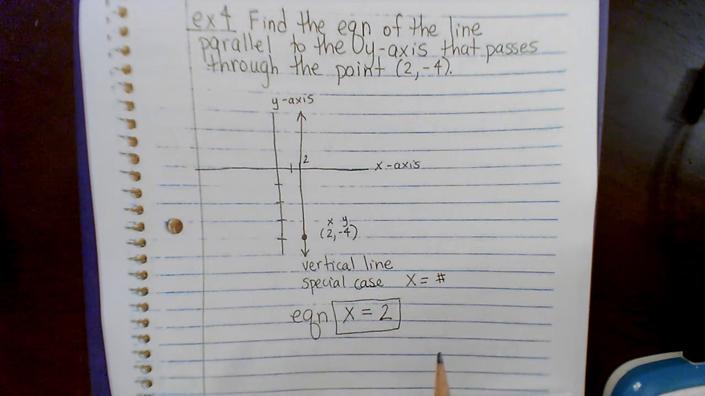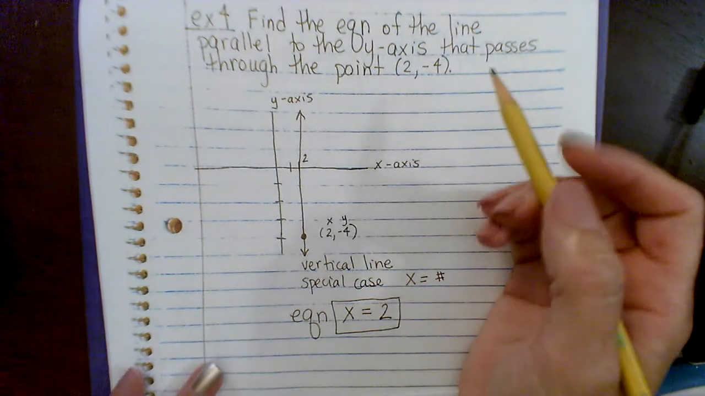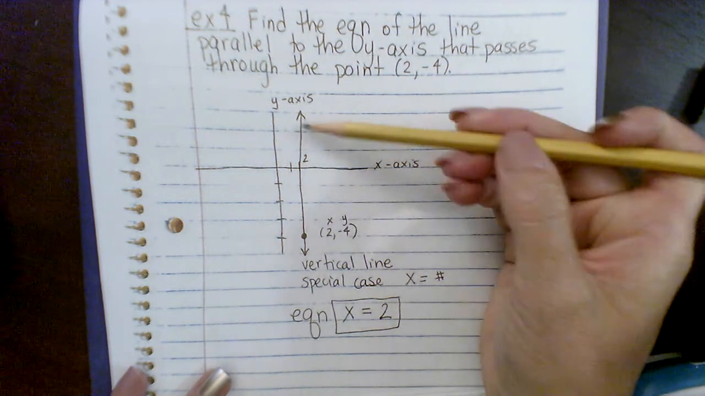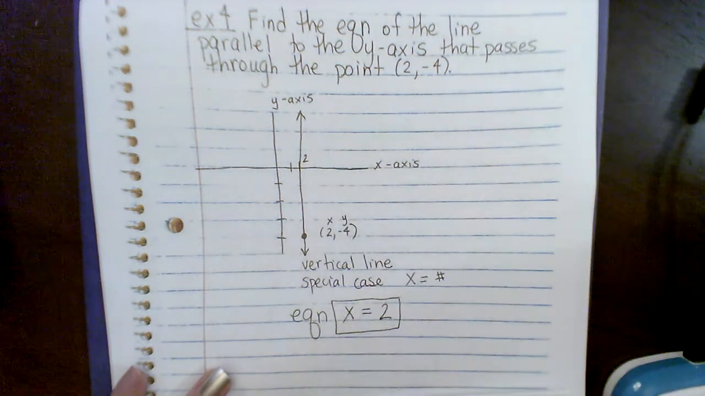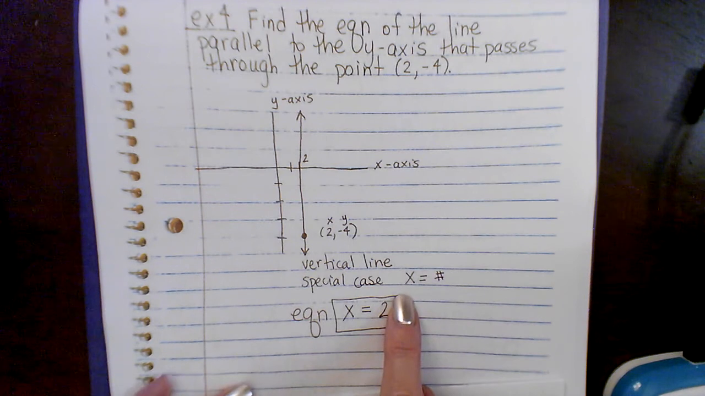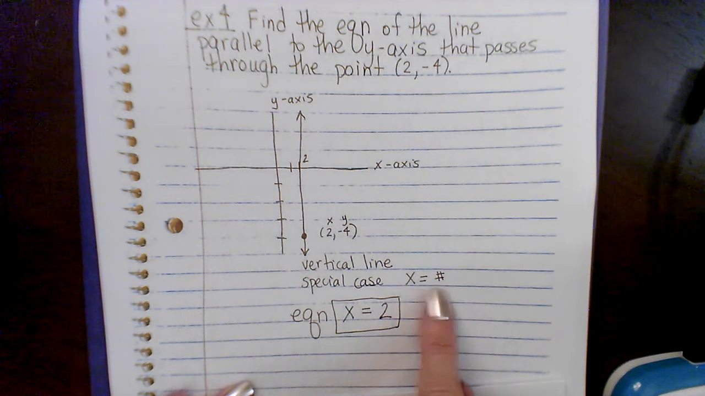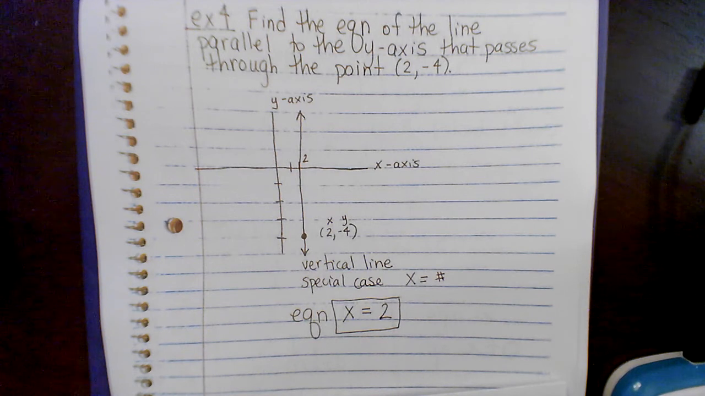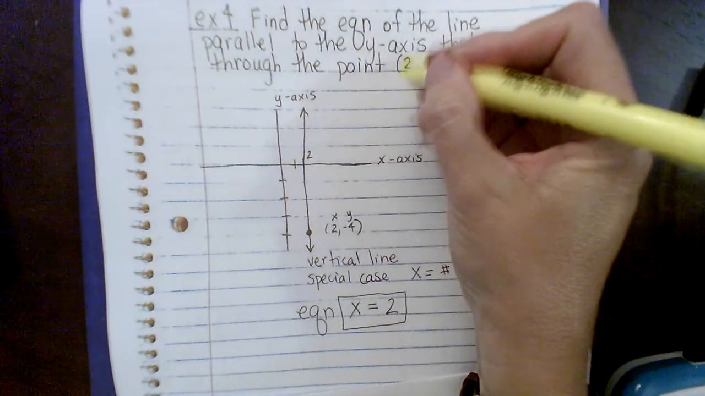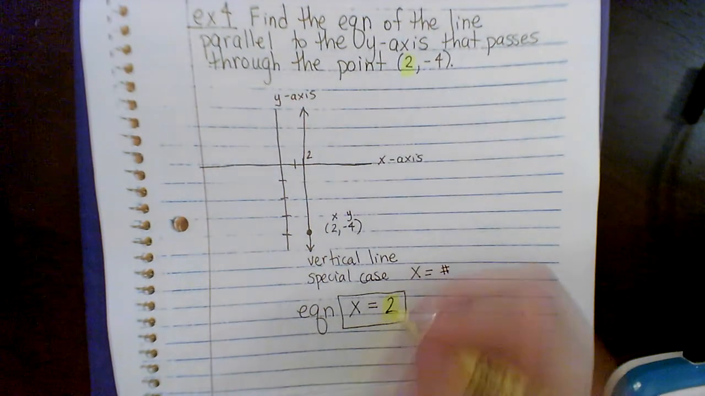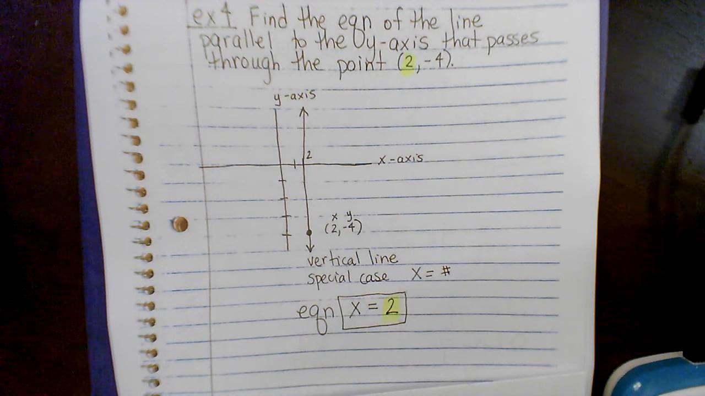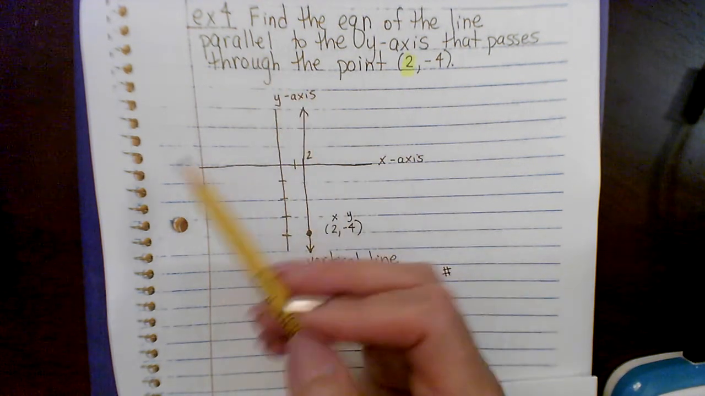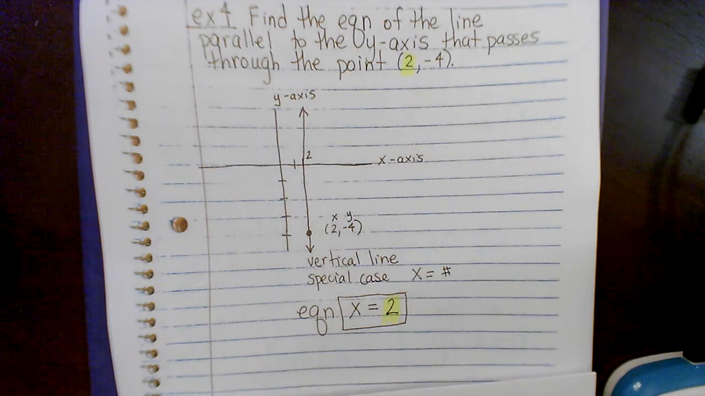So did you hear all that went through my head here? Parallel to the y-axis. Here's the y-axis. Parallel is vertical. A vertical line is a special case, so it's an x equals a constant. How did I know which constant to go with? Well, I went with the x value of the point that was given. If this had said perpendicular, then it would have been a y equals, I would have gone y equals -4.